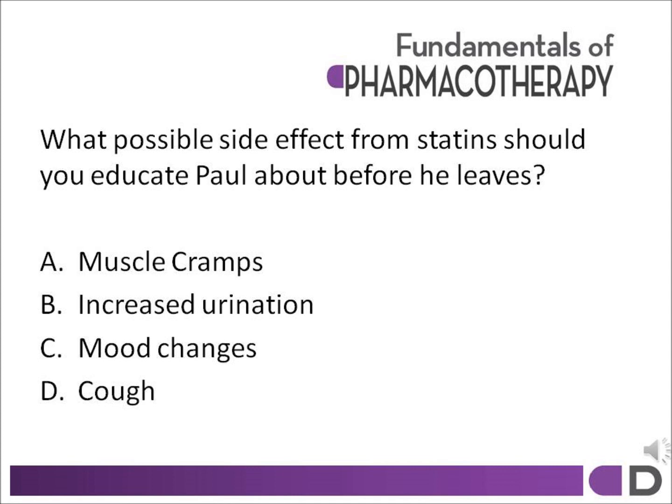The answer is A, muscle cramps. Paul should be educated on the risks of myalgias or muscle cramps in major muscle groups. Rhabdomyolysis is the destruction of skeletal muscle tissue that can result in kidney failure. Remember, this is a rare but life-threatening condition and associated with the use of statins like simvastatin.